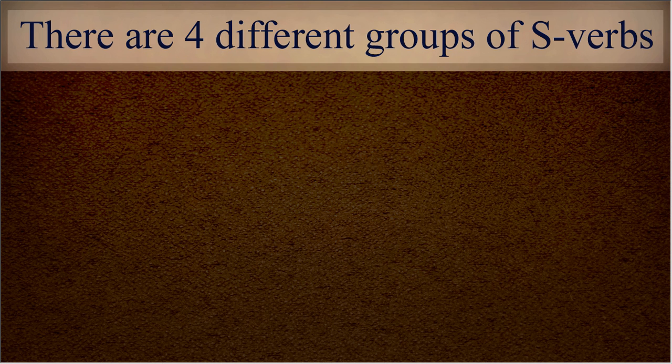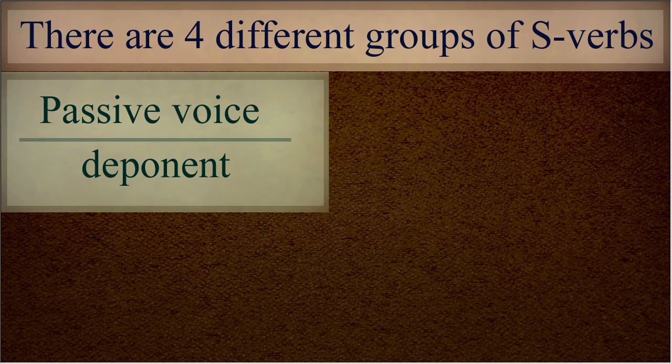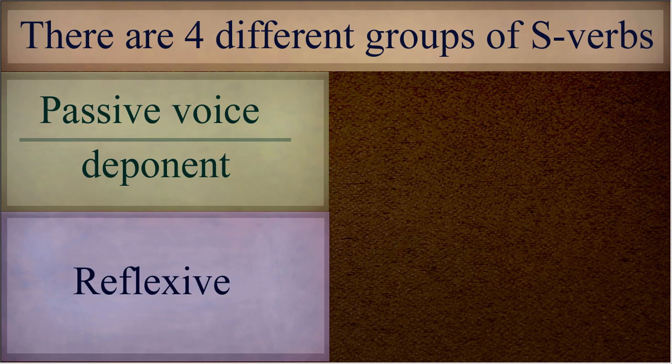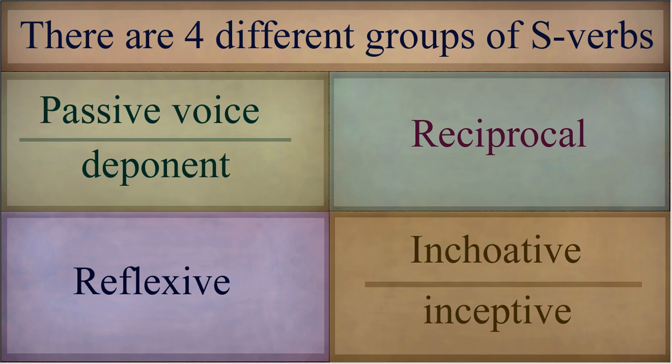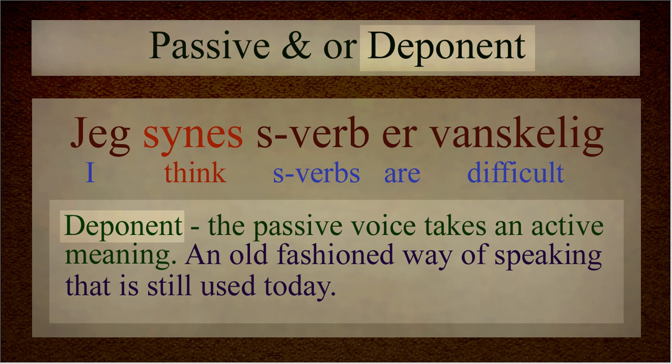All right, there are 4 different groups of S-verbs: passive voice or weak verbs, and or deponent. And I'll show you an example of each one of these. Reflexive, reciprocal, and inchoative or inceptive. So let's go through each of these.